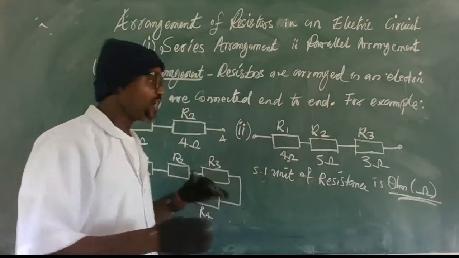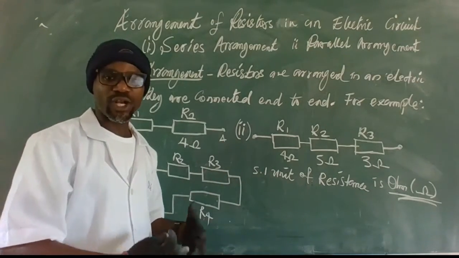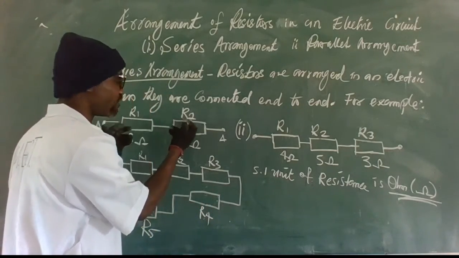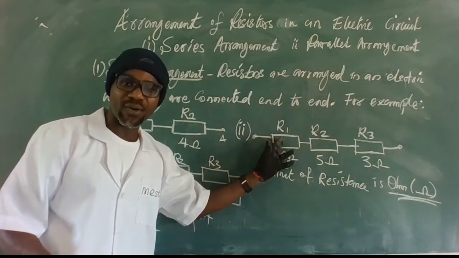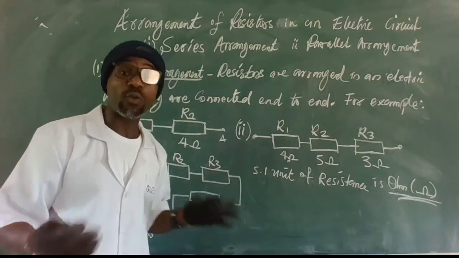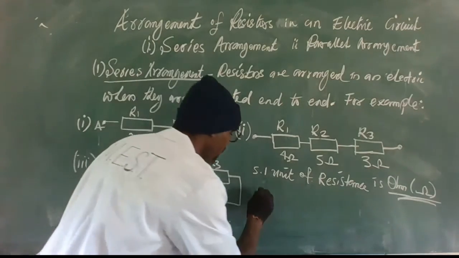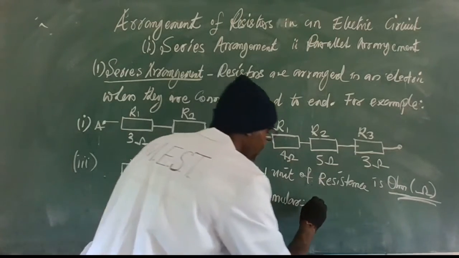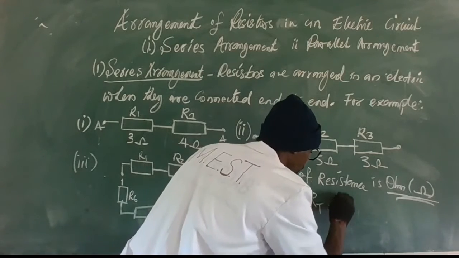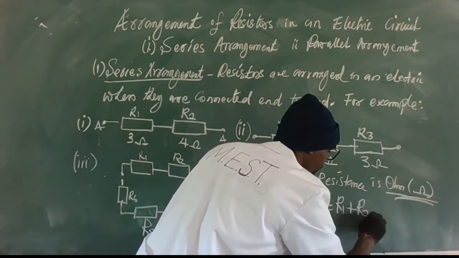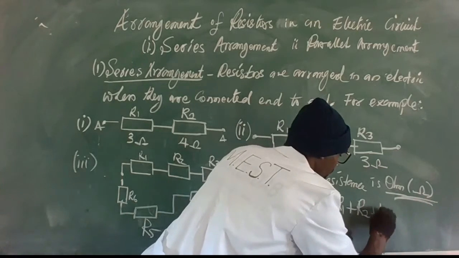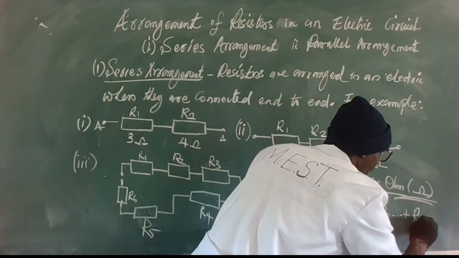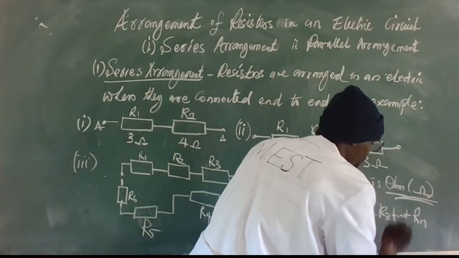Very simple. Now, in all these arrangements, if we want to calculate the total resistance in a given circuit, maybe this circuit that has R1, R2, or maybe this circuit that has R1, R2, and R3, respectively, if we want to calculate the total resistance, there is a formula, and that formula is given as RT equals R1 plus R2 plus R3 plus dot dot dot plus Rn.